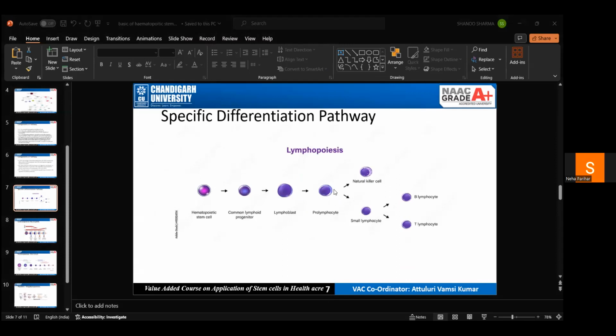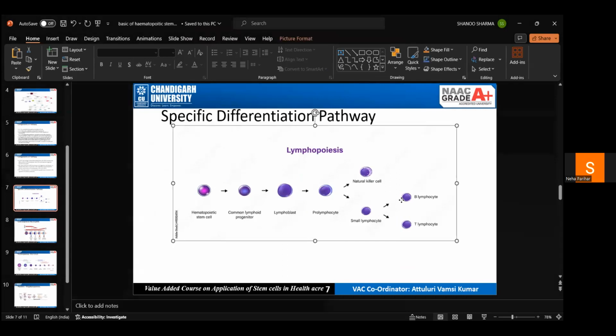When the prolymphocyte series cells are formed, differentiation goes on, and the natural killer cells and the small lymphocytes will form. After the small lymphocyte, there is one more differentiation they undergo. Then B lymphocytes and T lymphocytes will be formed.